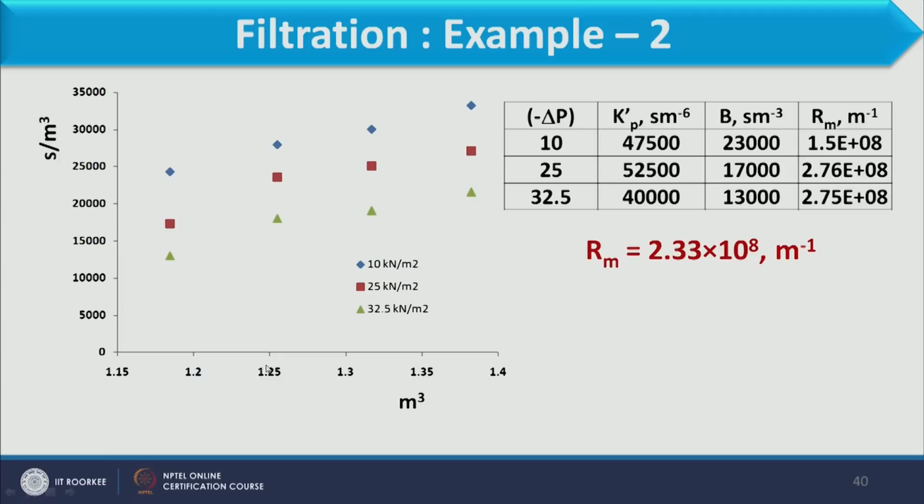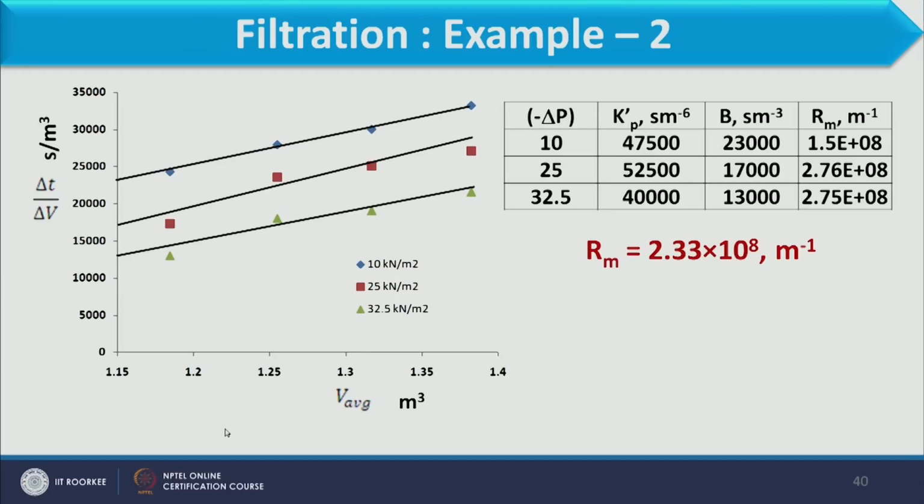So here we have three different pressures and therefore three different curves are appearing in this graph. It is drawn between delta T by delta V and V average. While drawing the line for each case, we can find different slopes as well as different B values. So for delta P, that is 10, if you consider this 10, this is the graph, it has Kp dash, Kp dash means it has the slope like this, and the B value we have like this.